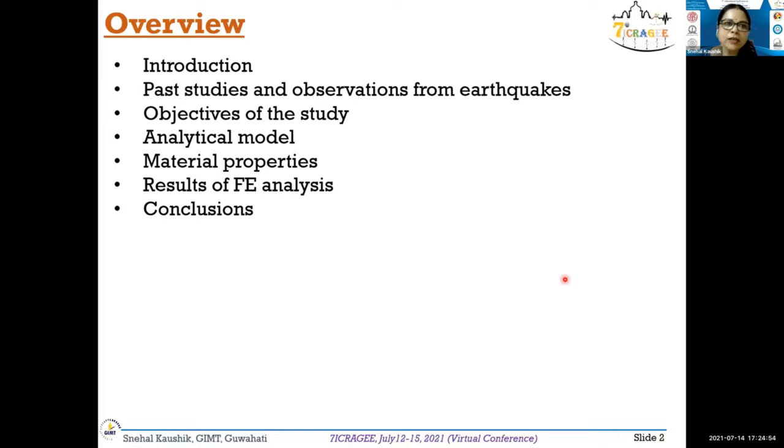Here is a quick overview of my presentation: the introduction, some past studies and observations of soil structure interaction from previous earthquakes, and the basic objective of the study. Then how the analytical modeling has been done for the present study, then the materials that we have used and the results of the FEM analysis, and then we will conclude the session.